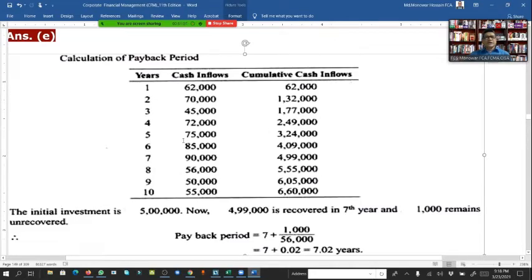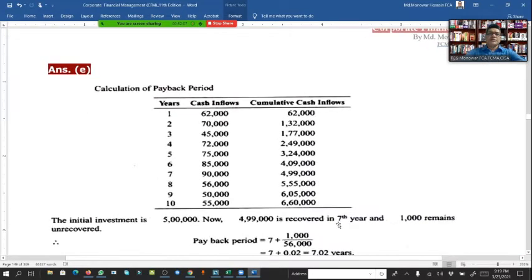Look here, 62 and 72, adding that one. And sometimes someone can do it another way. They put zero with the outflow here, but here we are not putting the outflow, only the cumulative inflow, doing that up to year 10. Total inflow is 660, that means 6,60,000. So from here, how do we calculate the payback period?